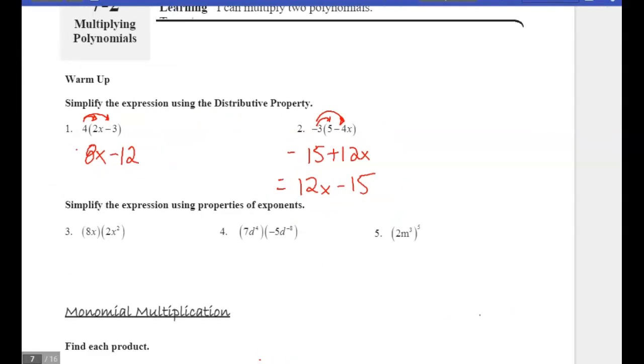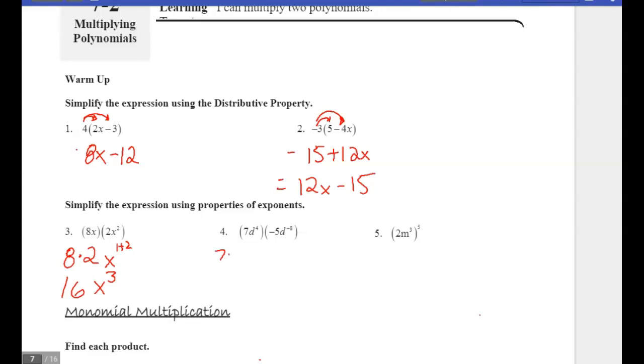Okay, we also had on the last chapter, this should be review, using our properties of exponents. The problem is that people are going to get confused on today is that we multiply numbers. So in this case, we would have 8 times 2. But our exponents, we add them, which is x to the 1 plus 2. So when we simplify that, we get 16x cubed.